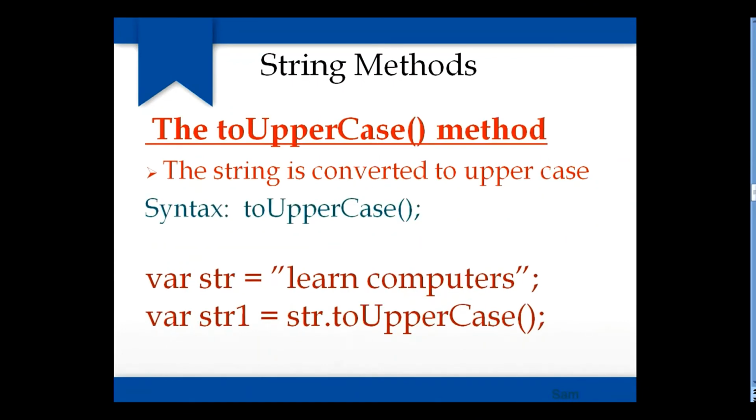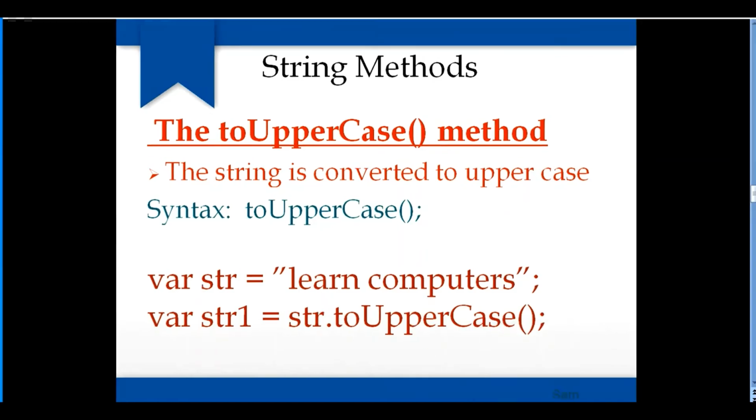Next one, toUpperCase. As the name implies, it is used to convert a given string into uppercase or capital letters. Now the original string is "learn computers", and if we use toUpperCase, these small letters will be converted to capital letters. Here we need not pass any argument to this method. See, there are capital letters here, U is capital and C is capital. We should write like that. Method names always start with a small letter, so t is a small letter here.